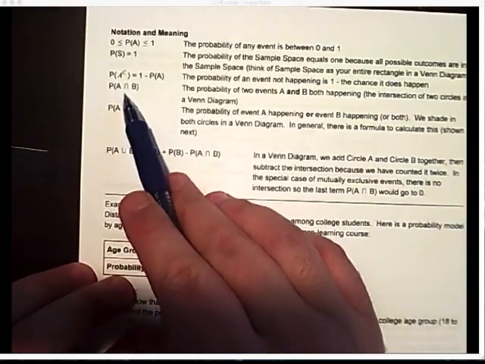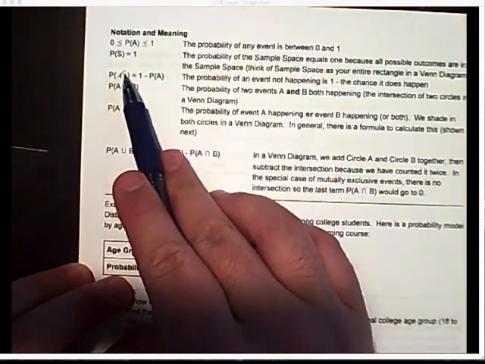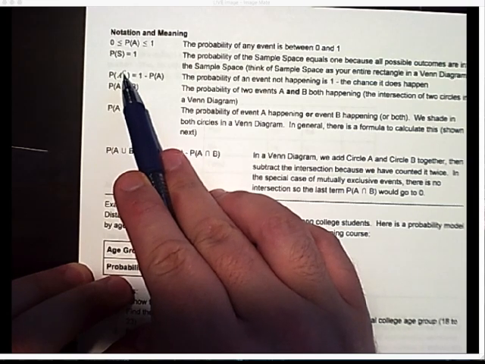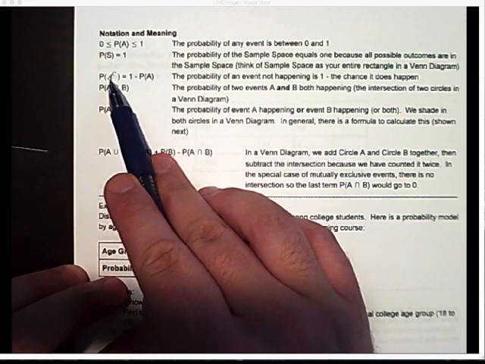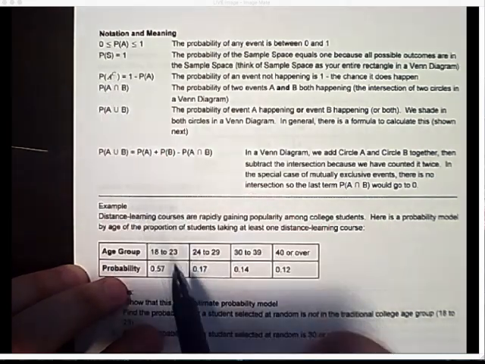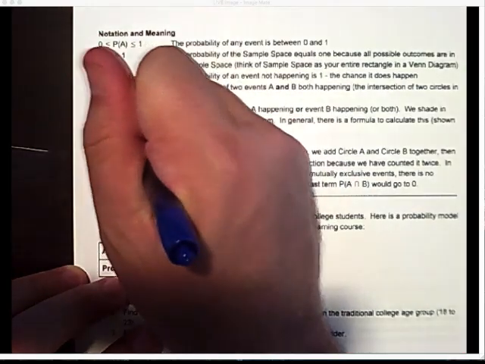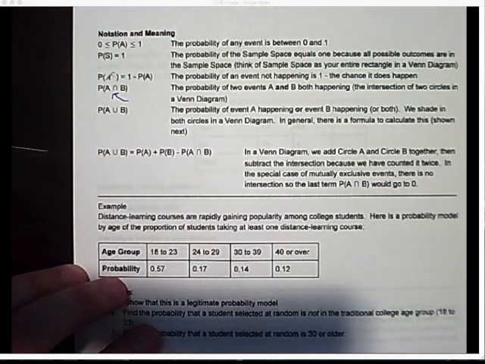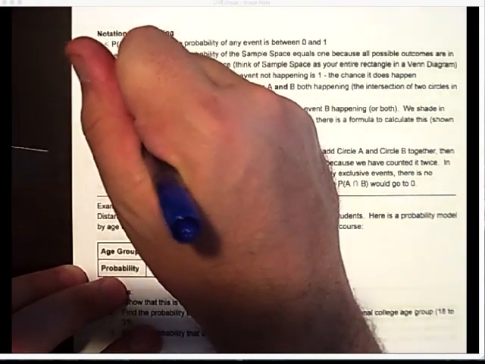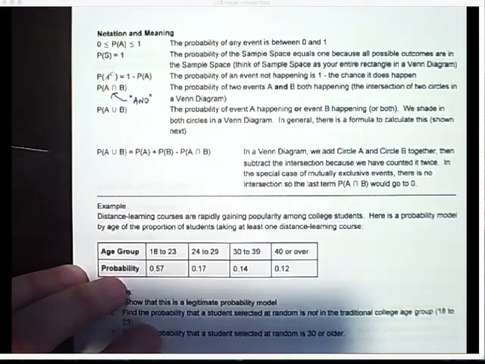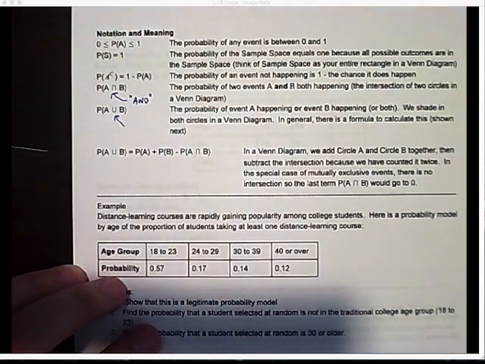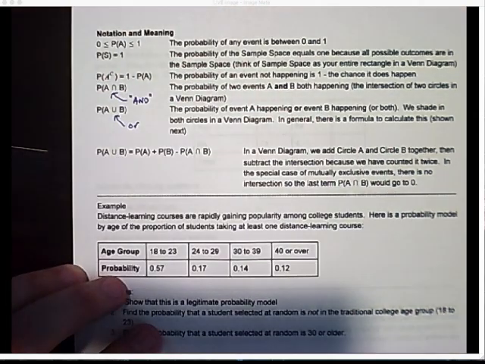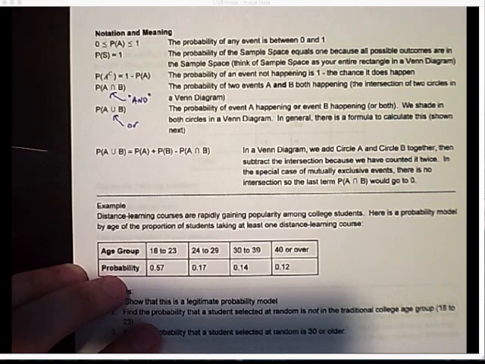All right, this notation, A raised to the C. That little c means complement. All right, that means not A. So the complement of event A is everything that's outside of A. This symbol right here is called the intersection symbol, and it means and. Okay, the intersection. This symbol is called the union symbol, which means or. Event A happening or event B happening.